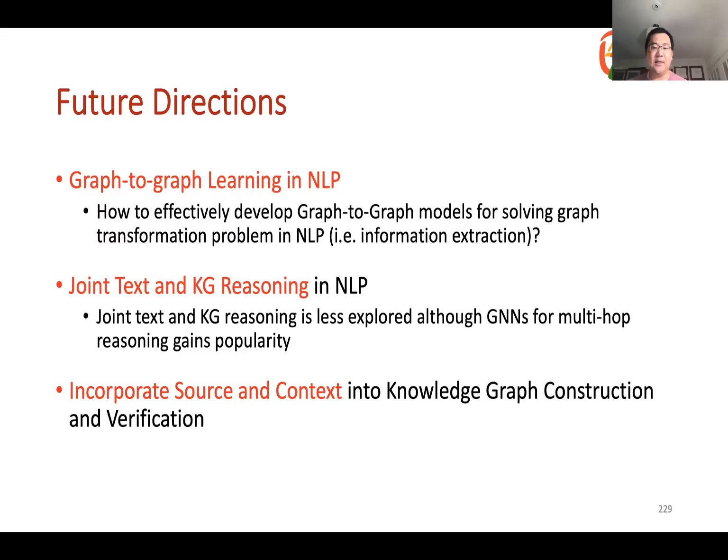We can also consider how to join text and causal reasoning in NLP. Although text reasoning, especially multi-modal reasoning, has been explored before, how to do joint text and causal reasoning is less explored. And we can also consider how to incorporate source and context into knowledge graph construction and then verification. So this is also a very important topic for information extraction.